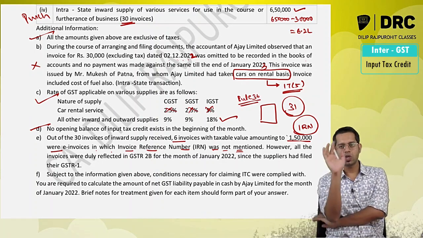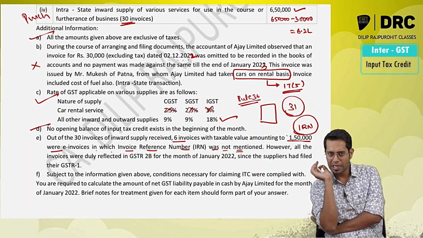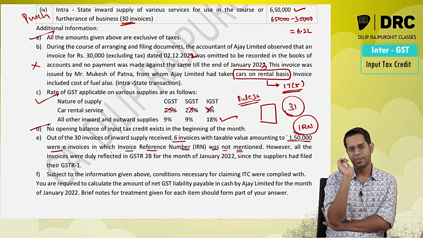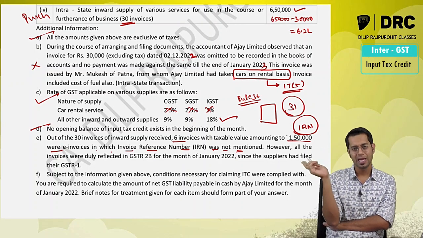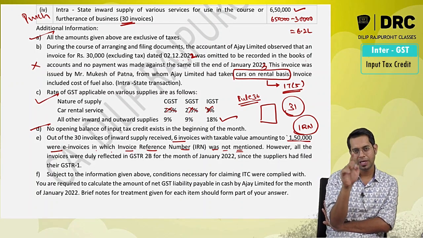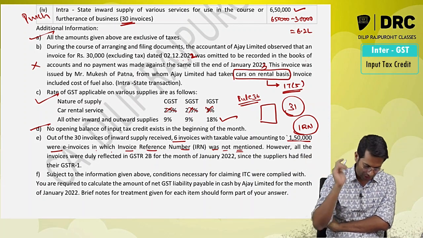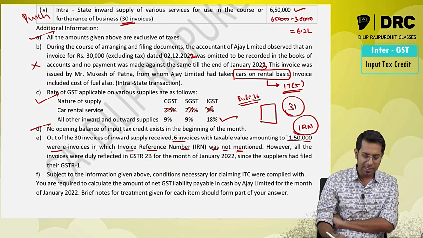gives you the list of other documents based on which you can take input tax credit. One of such documents is the tax invoice. That tax invoice should be as per section number 31. As section number 31 says, if you are a person to whom e-invoicing is applicable, then you will be able to take input tax credit only if the invoice reference number is mentioned. Now in the present case, they say that it is not mentioned.